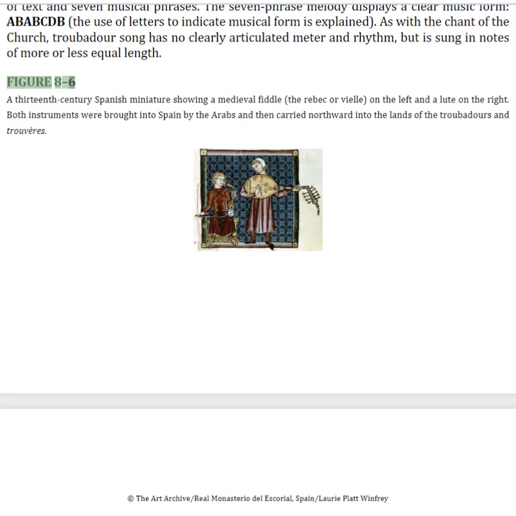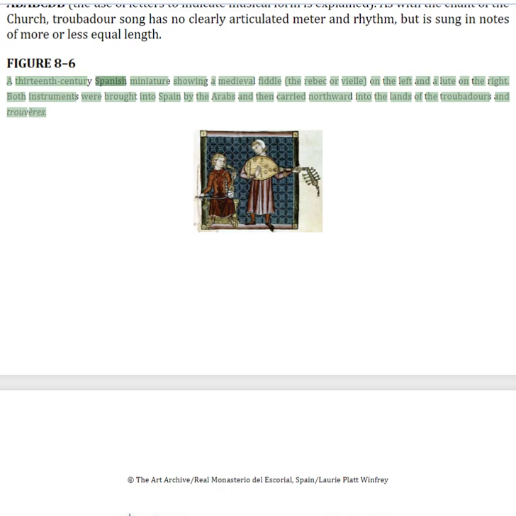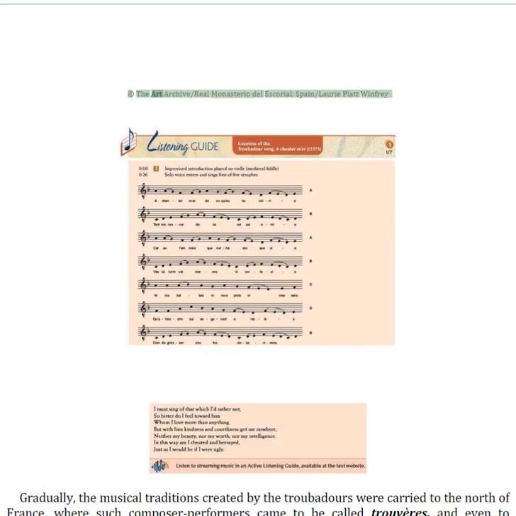Figure 8.6. A 13th-century Spanish miniature showing a medieval fiddle on the left and a lute on the right. Both instruments were brought into Spain by the Arabs and then carried northward into the lands of the troubadours and trouvères.